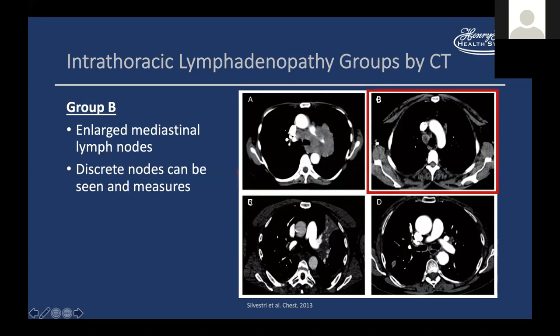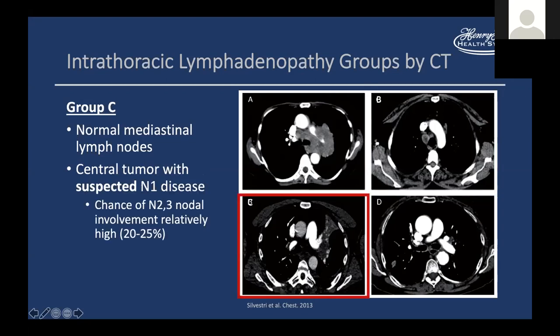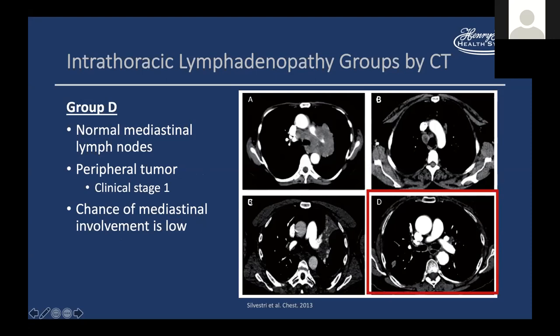Group B is probably what we see the most, which is when you just have enlarged mediastinal lymph nodes that are discrete and can be seen and measured. Group C is when you have normal mediastinal lymph nodes by criteria, but you have a central tumor and you have suspected N1 disease. And in these patients, the chance of having N2 or N3 disease, despite what your CT or PET shows, is relatively high, so 20 to 25%. And then the last group, group D, is when you have normal mediastinal lymph nodes, you have a peripheral tumor that's clinical stage 1, and in which case these patients, the chance of mediastinal involvement is lower.